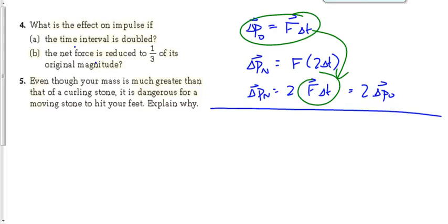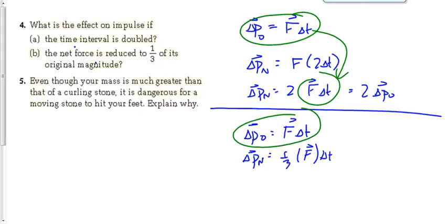And number 4B, if the net force is reduced to 1/3 of its original amount. Here's the original momentum, the original impulse, I should say. My new impulse is equal to 1/3 F times T, but we know what the value of F times T is. We don't know what its value is, but we know that it's the original impulse, so we're going to say it's 1/3 of the original impulse here. I think I said up here it's twice the original momentum. It's not. It's twice the original impulse. Okay.